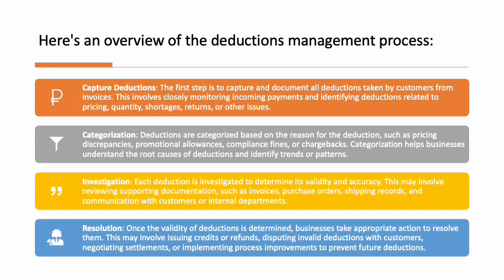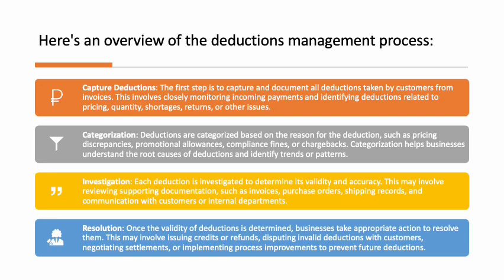Capture deductions. The first step is to capture and document all deductions taken by the customers from invoices. This involves closely monitoring incoming payments and identifying deductions related to pricing, quantity, shortage, returns, or other issues. Categorization. Deductions are categorized based on the reason for the deductions, such as pricing discrepancies, promotional allowances, compliance fines, or chargebacks. Categorization helps businesses understand the root cause of deductions and identify trends or patterns.